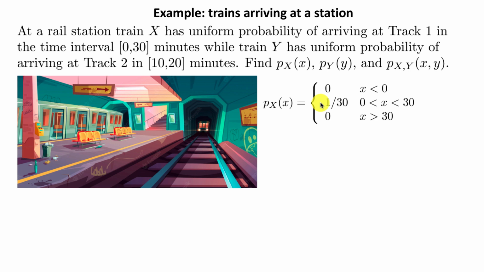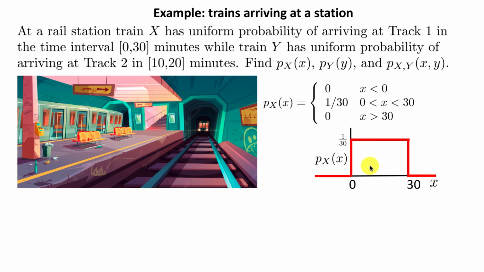We could leave this answer just as it is, but we can sketch it also. So if x is negative, the probability is 0. If x lies between 0 and 30, that probability is 1 over 30. And of course, it's 0 beyond that. The area under this curve that I am indicating here is, of course, equal to 1.